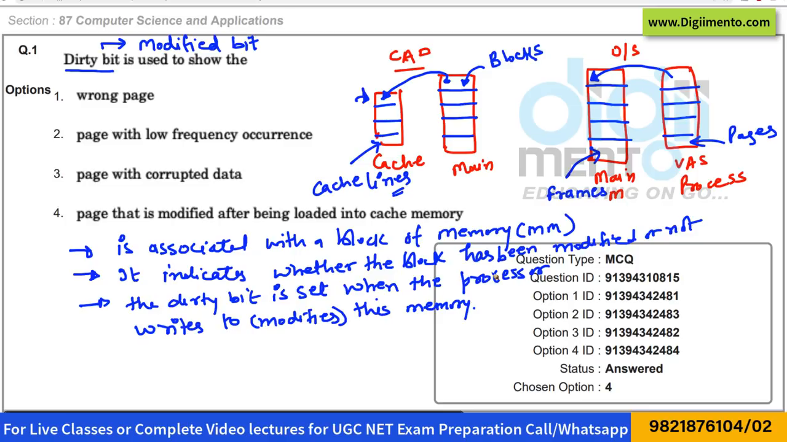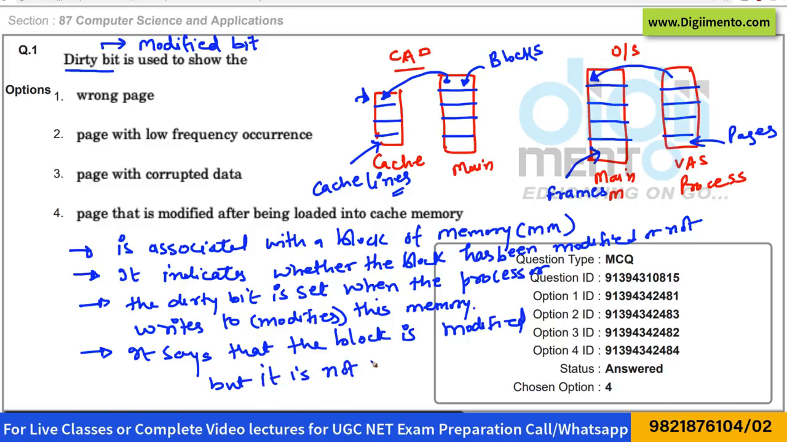And this dirty bit indicates that its associated block of memory has been modified and not yet saved to the storage. So it says that the block is modified but it is not yet stored in the storage. And what is the storage? It is the permanent memory. I mean to say that after this main memory, we also have a secondary memory, and the secondary memory is your hard disk drive. So whenever a page has been modified but it is not updated in the secondary memory, then we set the dirty bit as 1. But if the modified page is already updated in the secondary memory, that means both the main memory and secondary memory have the same page, then we do not set this dirty bit.